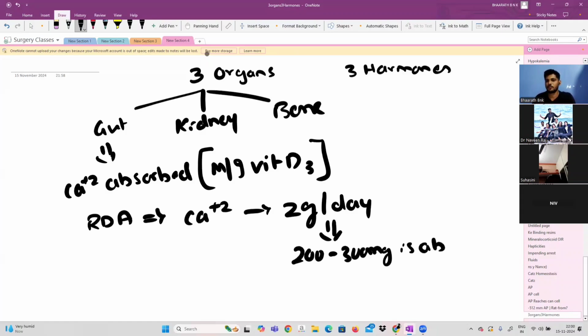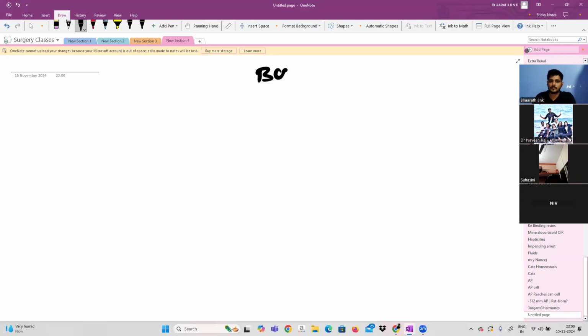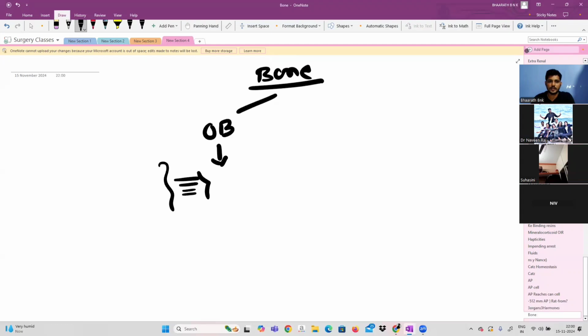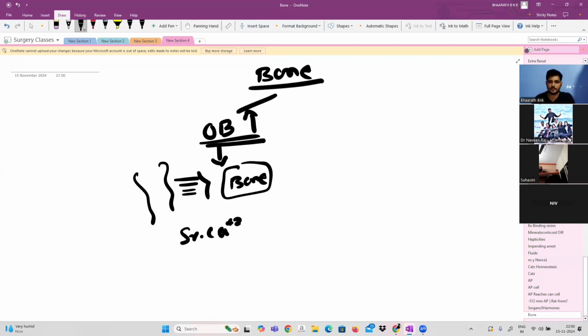So the majority of the calcium we take is passed in stools only, but only 200 to 300 mg of calcium is absorbed. Now, once this calcium is absorbed, it can go into the bone. In the bone, if there is stimulation of osteoblast, now osteoblast is what makes the bone. So osteoblast will take all the calcium from the blood and put it into the bone. So whenever there is increased osteoblastic activity, it takes all the calcium from the blood and puts it into the bone, so the serum calcium level reduces.